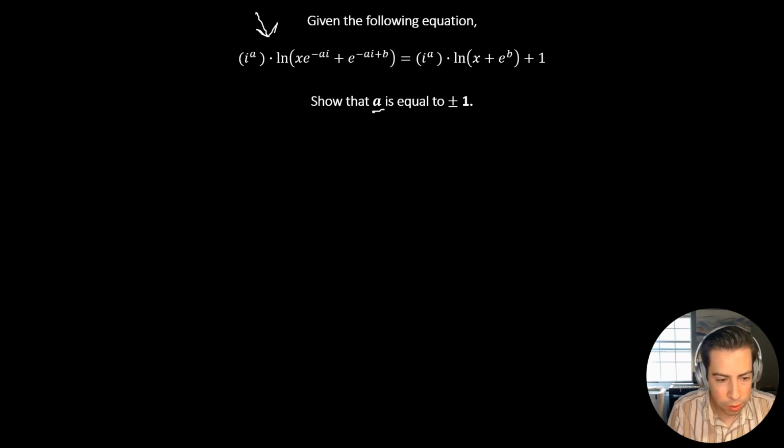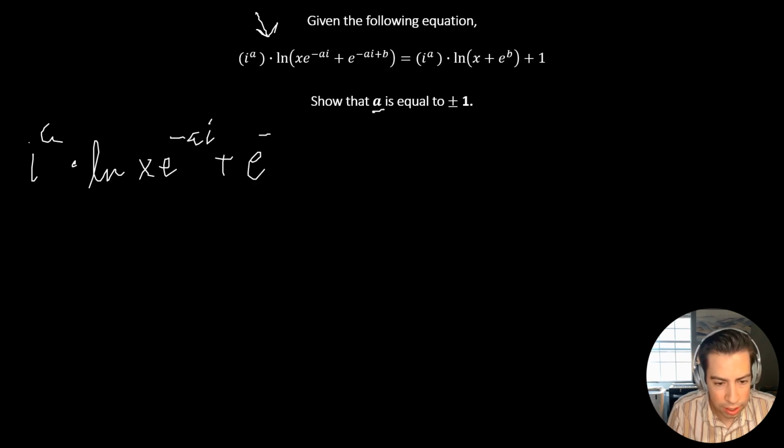So first thing I'm going to do is let's go ahead and write it out. So I have e to the a times the natural log of x, to the e to the negative ai plus e to the negative ai.